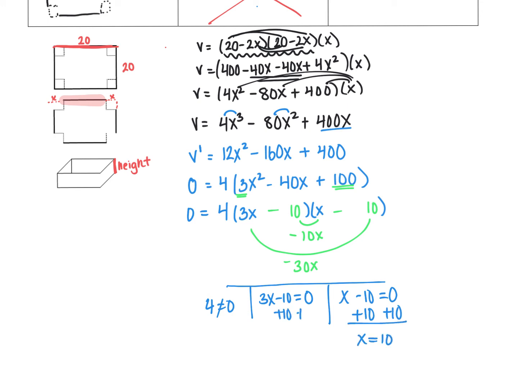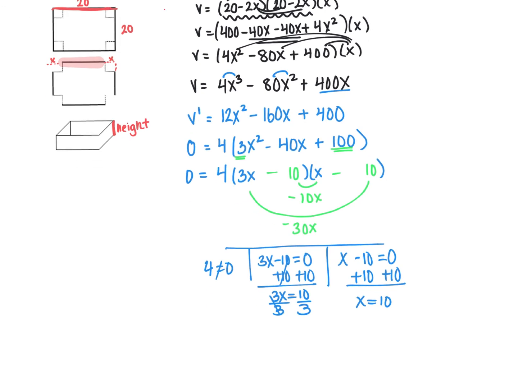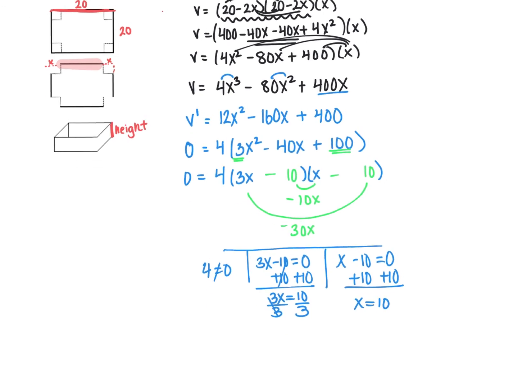And the middle side, excuse me, needs a little work. So I can add 10 to both sides, divide by 3. So we get x is equal to 10 thirds. So we've got two possibilities here for x. Remember what x is. X is this part that we're cutting out. So we can't have two answers, so we have to determine which one will give us the maximum area.